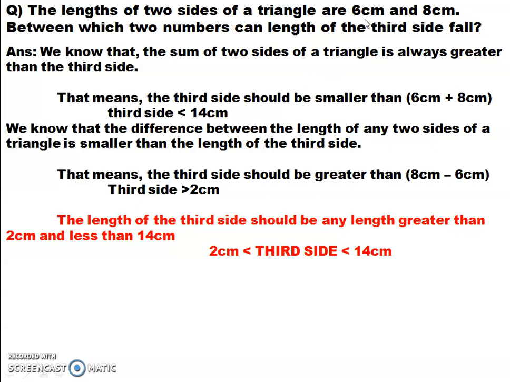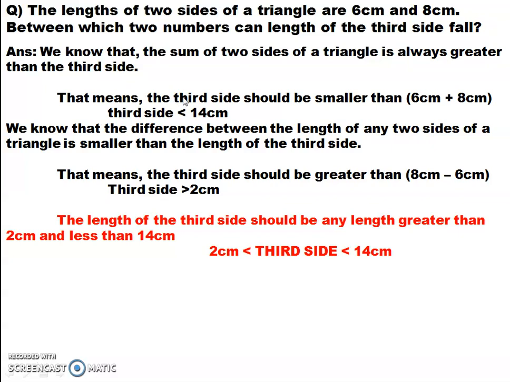Okay. Now, two sides are given to you. You have to find the third side. You will not get exactly the measurement, but you will get a range. Students, what is the sum property? That is, if you add these two numbers, the third side will be lesser than this, isn't it? The sum of two sides of a triangle is always greater than the third side.